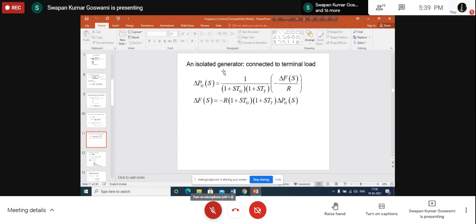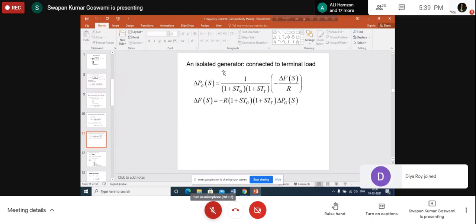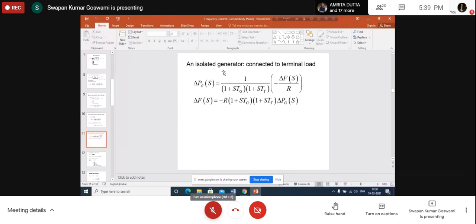Let us assume that now the generator is not connected to a power system, rather it is connected to an isolated load. The generator is isolated, it is supplying a load only. It is connected to a terminal load, and that load is a resistive load. That means it is not frequency sensitive. This is our assumption. The load is such that it is not frequency sensitive, so it is a resistive load.